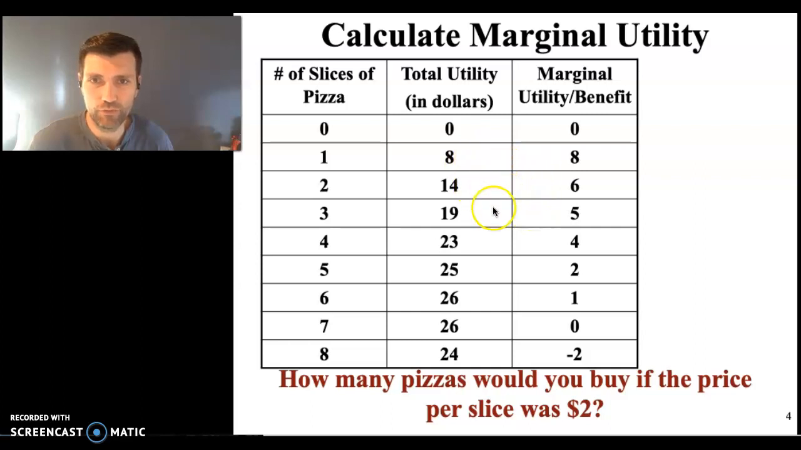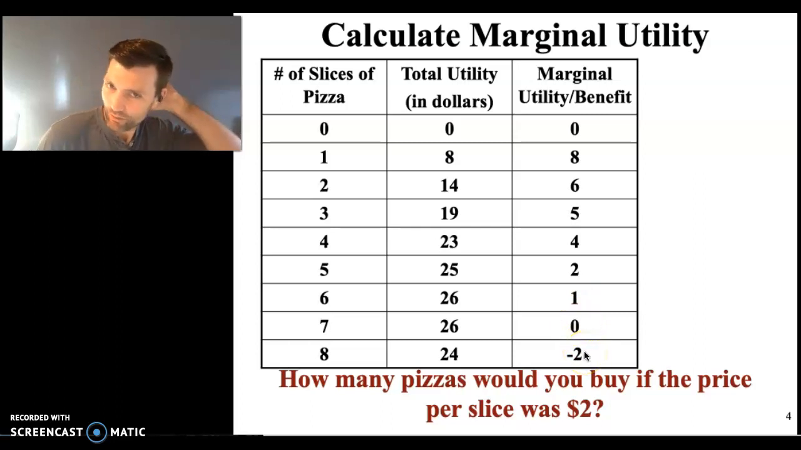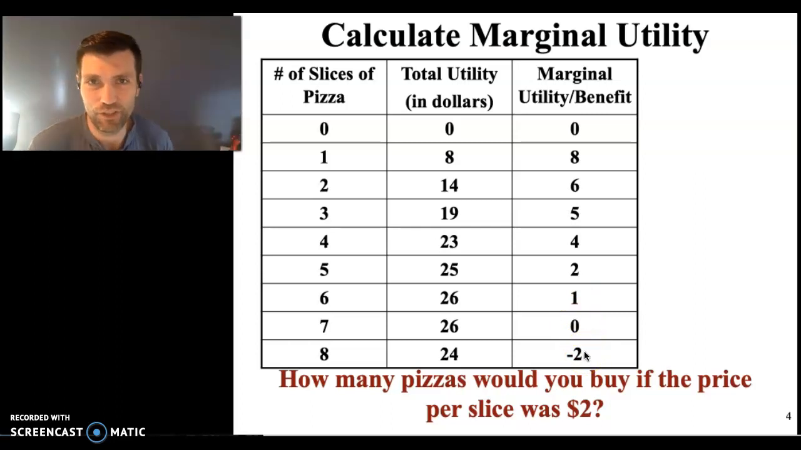I don't have my annotation tool up here, but you can imagine. So 8 utils for the first slice of pizza, utility dollars, then 6, 5, 4, 2, 1, 0, and then, man, you shouldn't have eaten that last slice. Really, you shouldn't have eaten the last 2 slices, because they're pieces of pizza that just make you end up feeling sick.